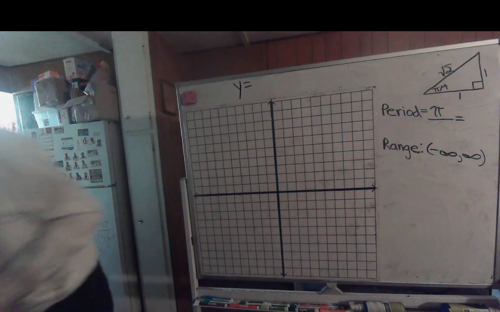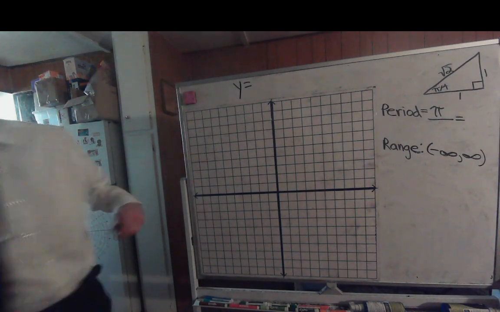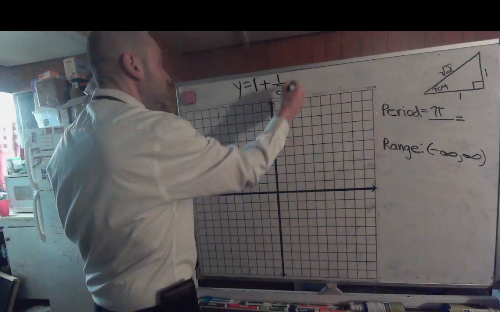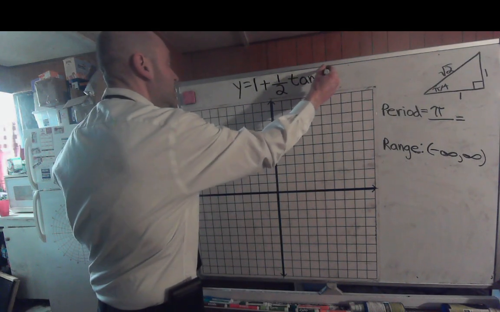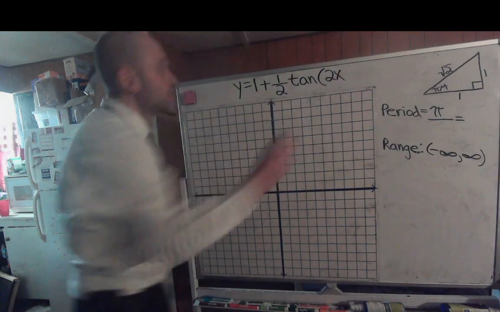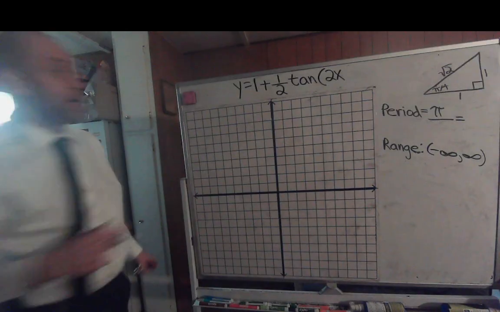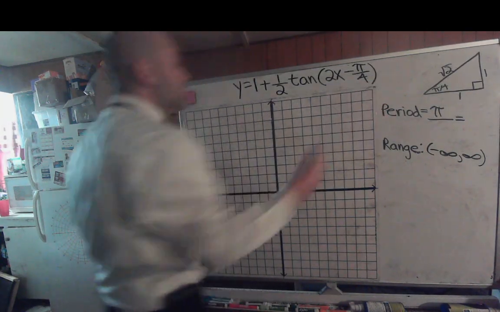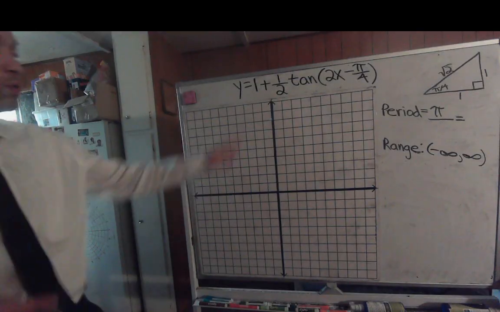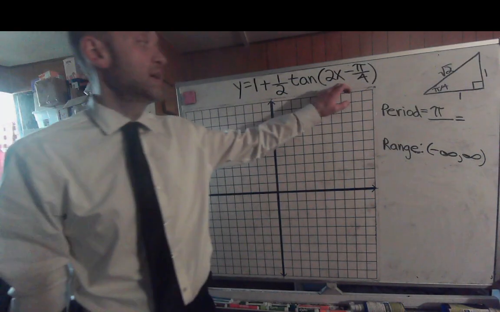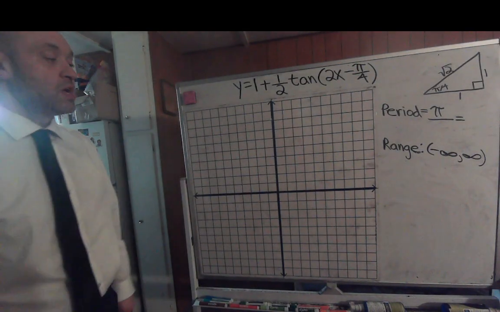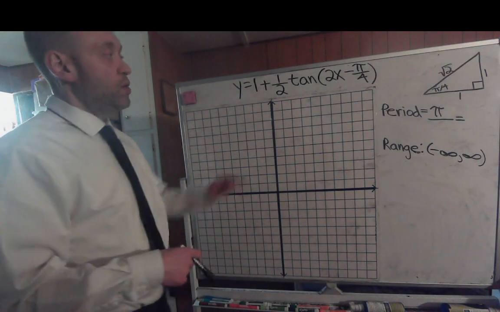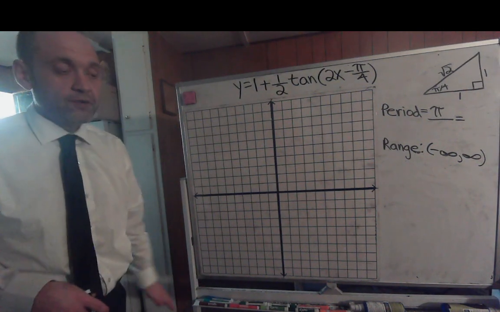So we have y equals 1 plus 1/2 of the tangent of 2x minus pi over 4. So this one, they're really throwing the book at you here. You have 1 plus 1/2 times the tangent of 2x minus pi over 4. Well, let's establish something here. We know our a is positive, so we don't have to worry about any reflections.